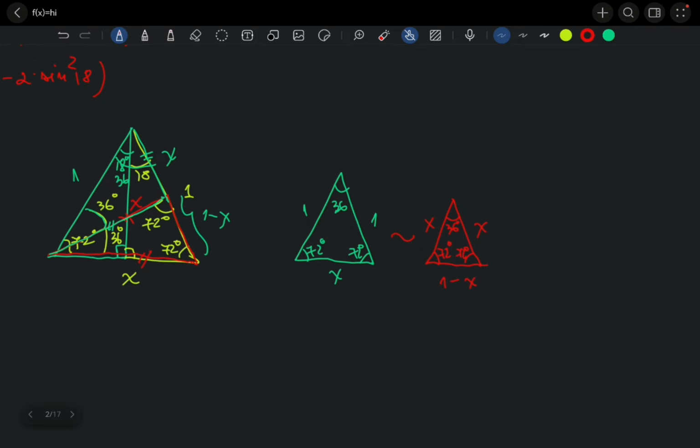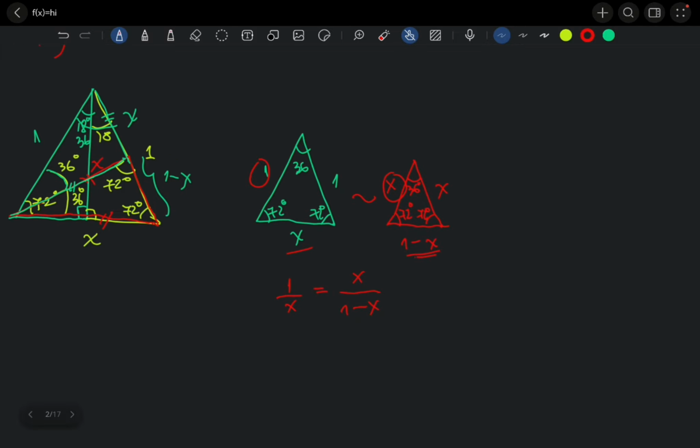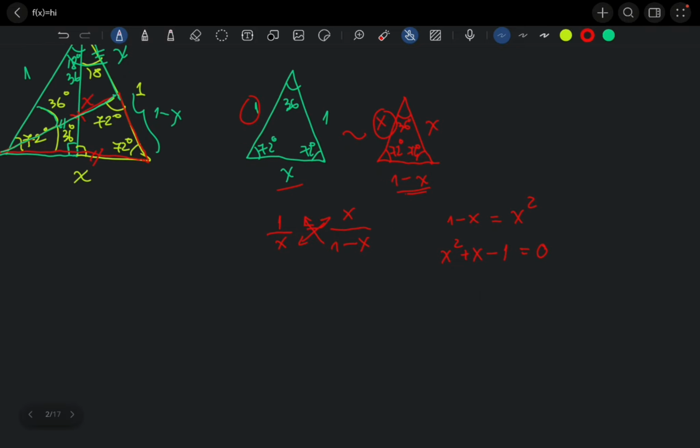So that means that 1 over x will be equal to x over 1 minus x. And we are going to find the value of x from here. By cross multiplying, we get 1 minus x being equal to x squared. Moving all the terms to the left hand side, we get x squared plus x minus 1 being equal to 0. This is a quadratic equation.